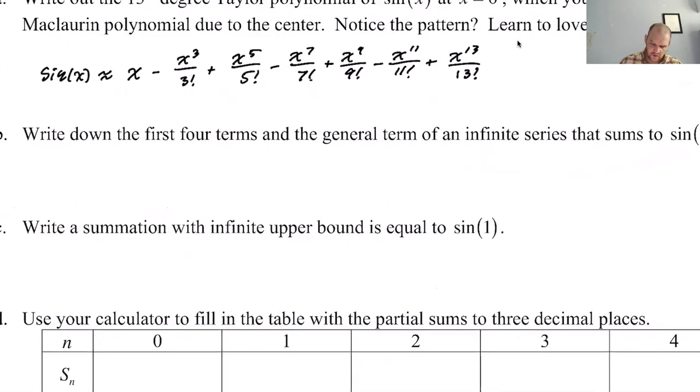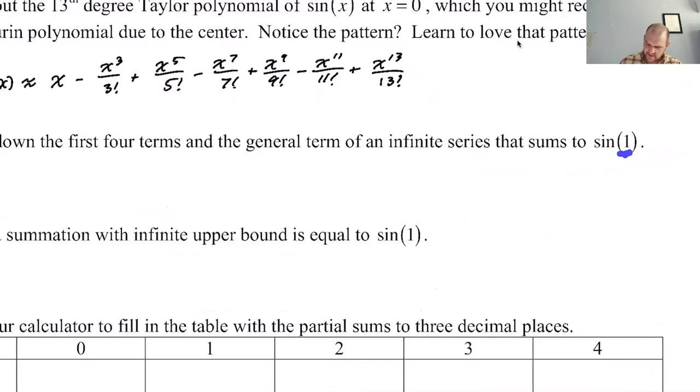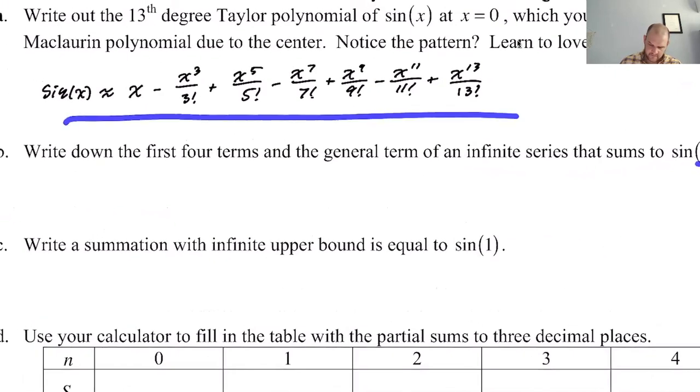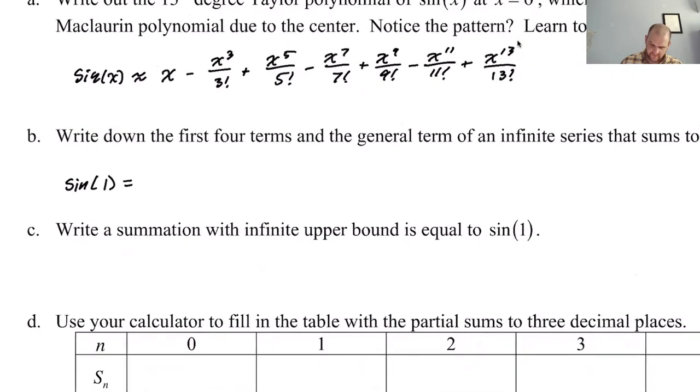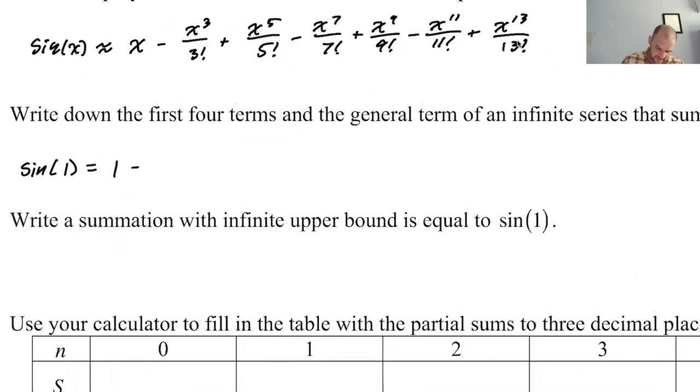All right, so sine of 1 means that I'm going to replace every x that I see up here with a 1. So I'm going to get that the sine of 1 and the general term. All right, so the sine of 1 actually equals, this is not an approximation because we're going forever. So it's going to be 1 minus 1 over 3 factorial plus 1 over 5 factorial minus 1 over 7 factorial. That's 4 non-zero terms plus dot dot dot plus the general term, negative 1 to the n.